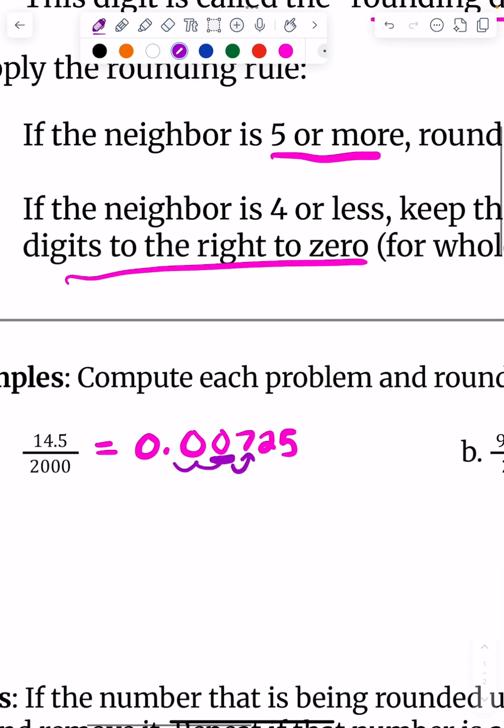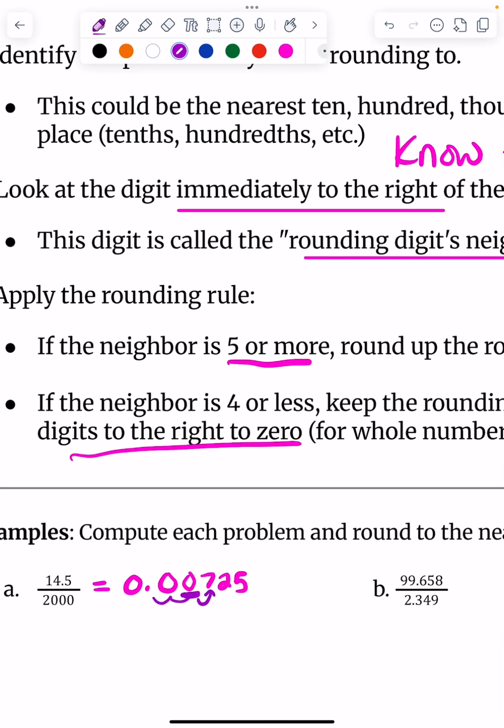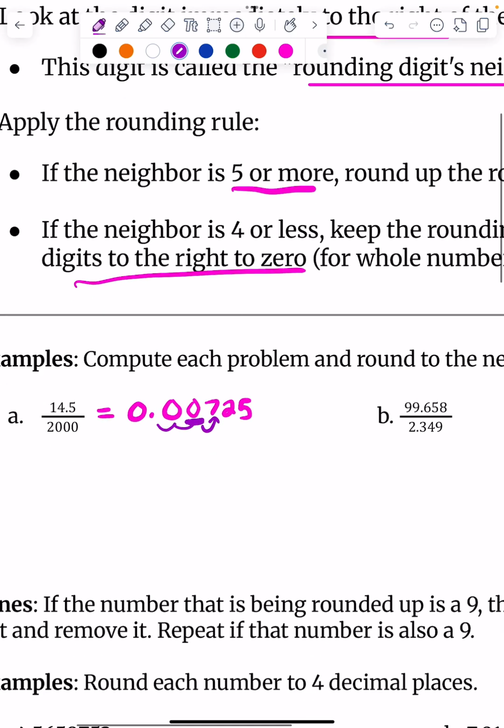Okay, so let's go back up to the rules. Is the rounding neighbor 5 or more? Yes. So that means I'm going to bump this 0 up. I'm going to add 1 to it. So it's 0.01, and then everything else gets dropped. So 14.5 divided by 2,000 rounded to the nearest hundredth would be 0.01. Let's do another example.